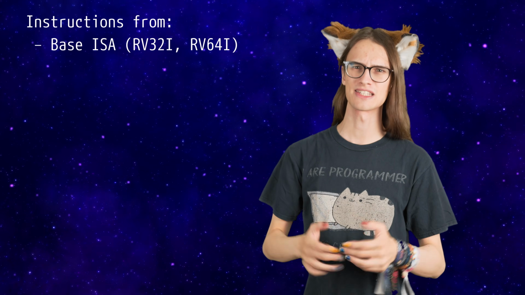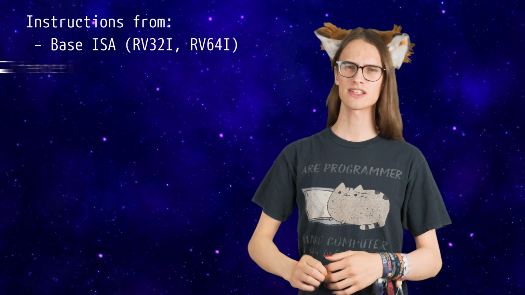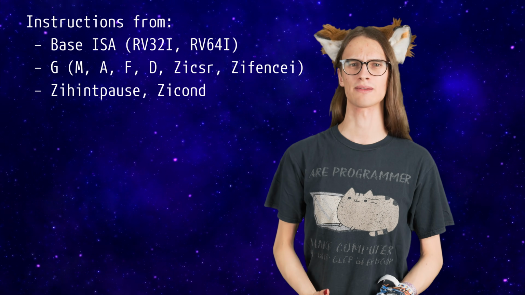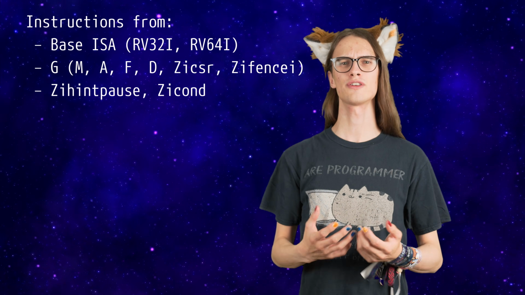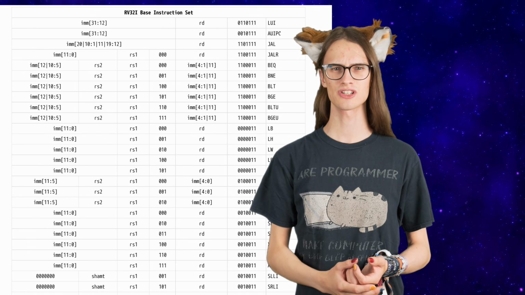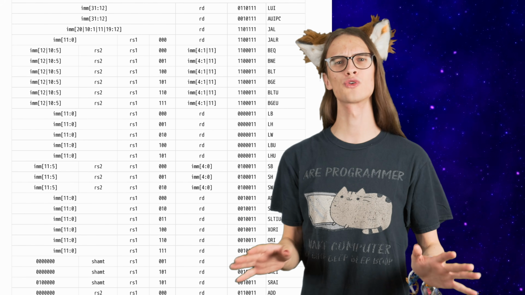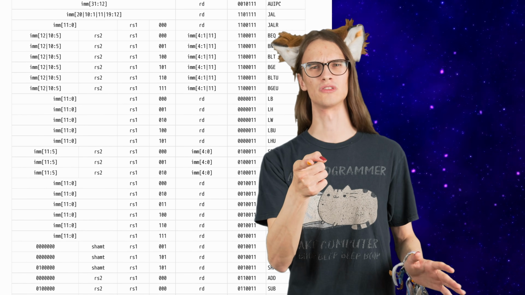So what I've done is limited myself to the base architecture as well as the most commonly used extensions. This is the G extension group, as well as some subjective choices I made. I'm mostly using the order from the specification's instruction listing, so there should be no dramatic bias. Let's go!